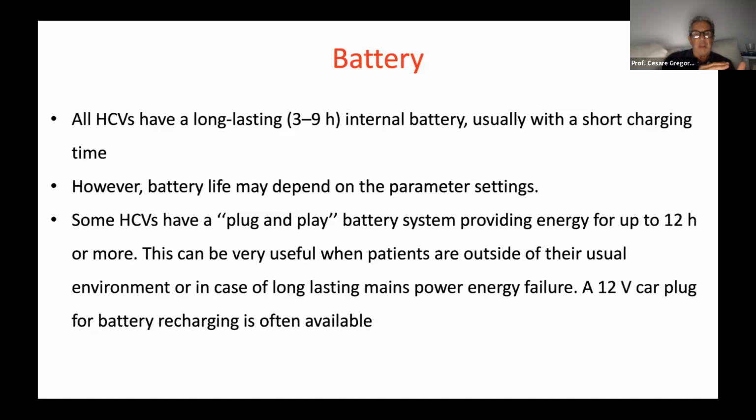And this can be very useful when patients are outside of their usual environment, or in case of long-lasting energy failure. Energy failure in some countries is a really important issue. And some other home care ventilators also have a 12-volt car plug for battery recharging. And this is also an important issue during long travel, especially in the United States.